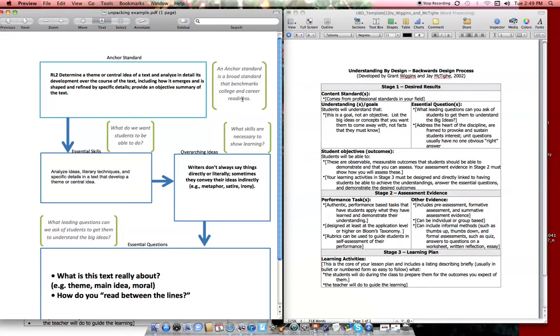standard, essential skills, overarching ideas, and essential questions. Well, where do we go with that? That's all good. We've unpacked the standard. We make sense of it. Well, now we have to apply it to UBD.